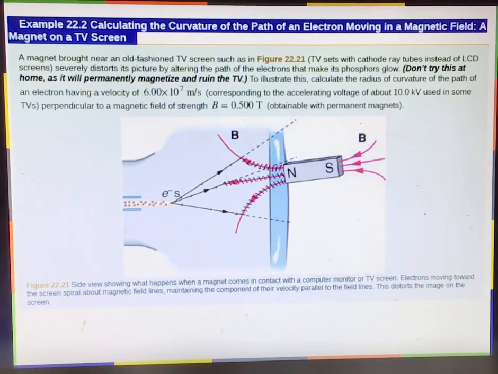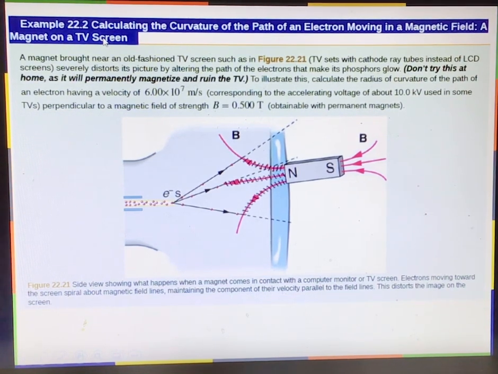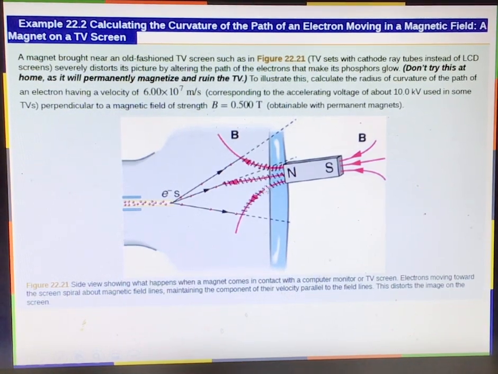All right. So now we're going to look at one example, and this example is example number 22.2. We're going to calculate the curvature of the path of an electron moving in a magnetic field. This is an example of a magnet that is placed in front of a TV screen. So what we see here in this picture, this is the screen, and these are electrons. These electrons were supposed to be moving in different directions like this.